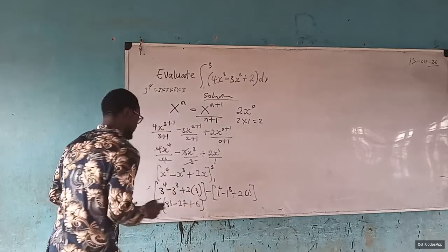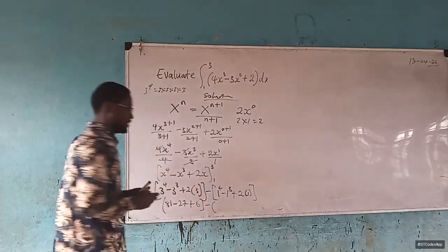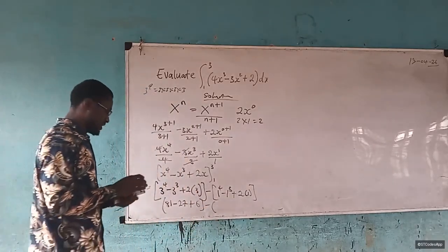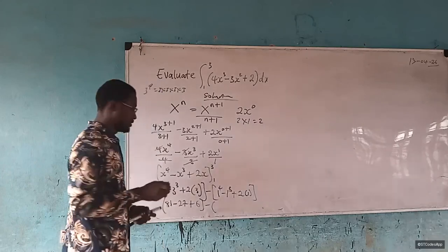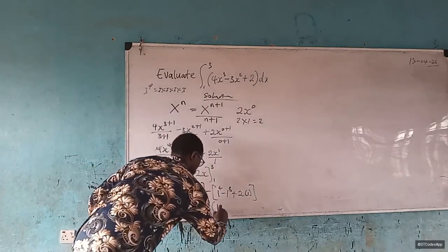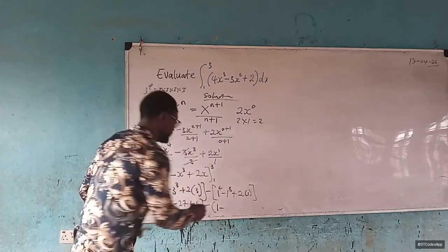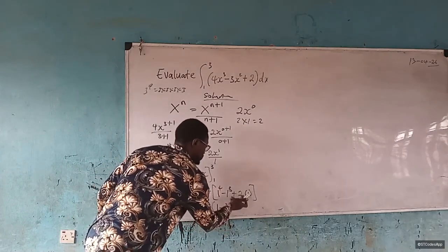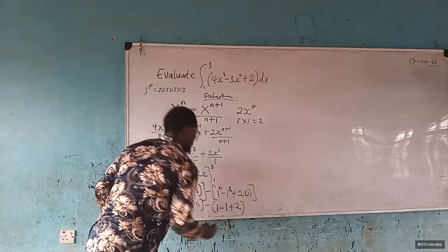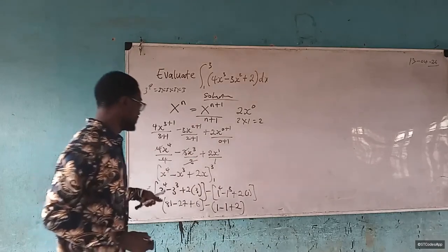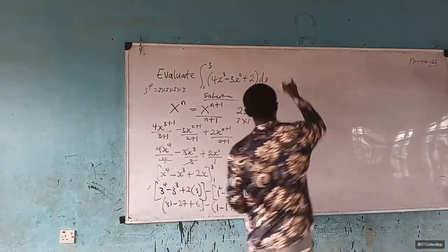Close your brackets. Then minus, if you have 1 to the power of 4, that gives us 1, minus 1 to the power of 3 gives us 1, plus 2 times 1 is 2. Close our brackets. So what do we do now? Coming to this side now, let's continue from here.